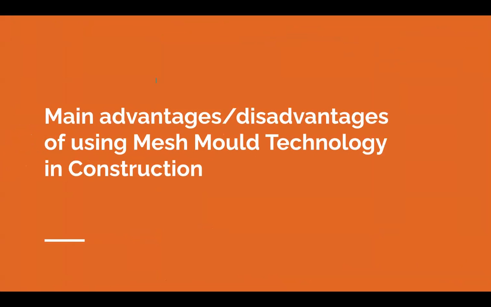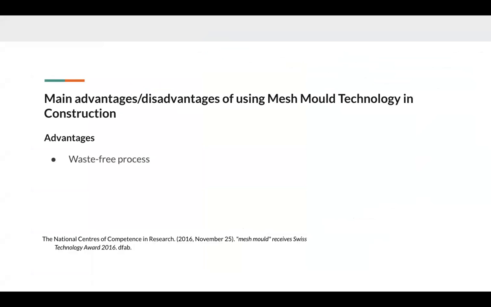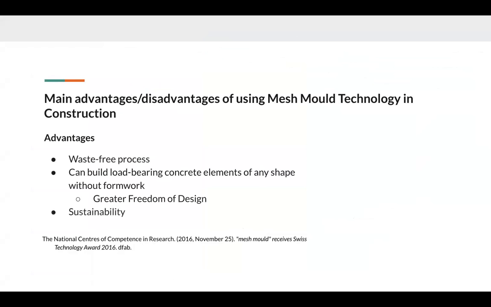So these are just some advantages and disadvantages of using mesh mold technology in construction. With the advantages here, we see that it's essentially a waste-free process, and it can build load-bearing concrete elements of any shape without formwork. And I'll get more into that a little bit later. But because of that, you have greater freedom of design and sustainability and increased efficiency on building sites.